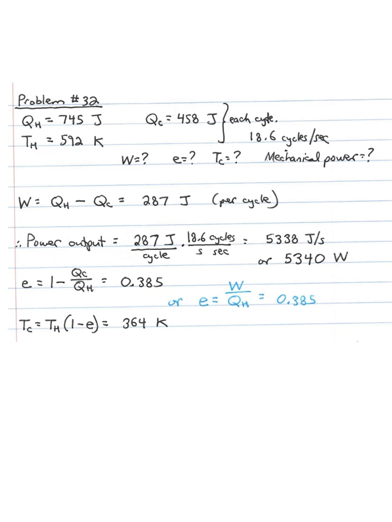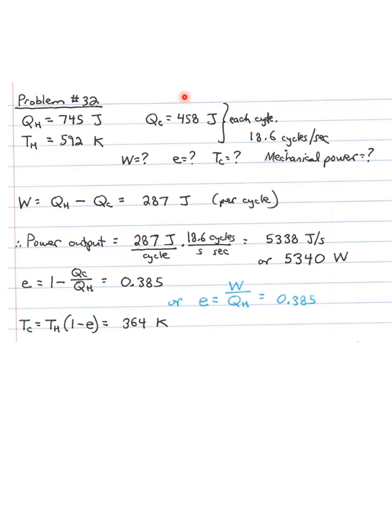Let's look at problem number 32. It says a Carnot engine extracts 745 joules from a 592 Kelvin reservoir during each cycle and rejects 458 joules to a cooler reservoir. All right, so right off the bat, I've written down Q sub H, extracted, temperature, 592 Kelvin, temperature sub H, and Q sub C, which it rejects into a cooler reservoir. And it does that for each cycle.